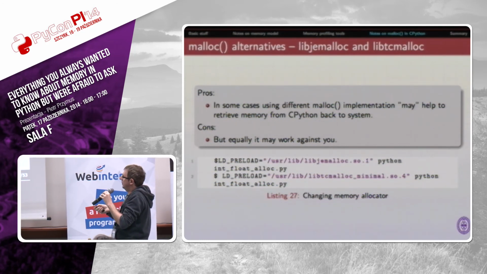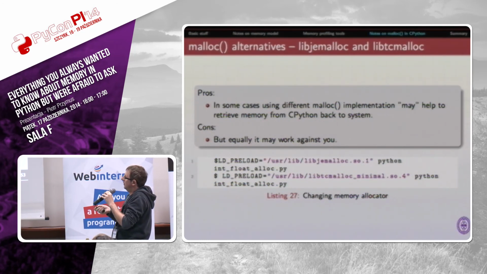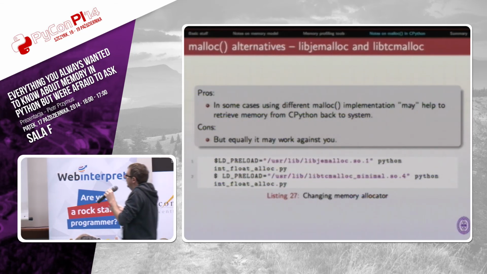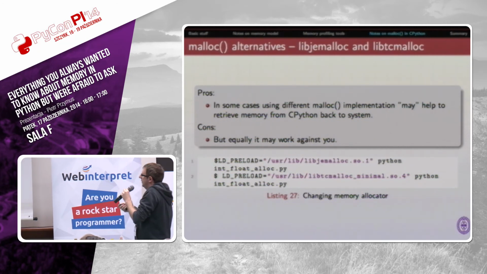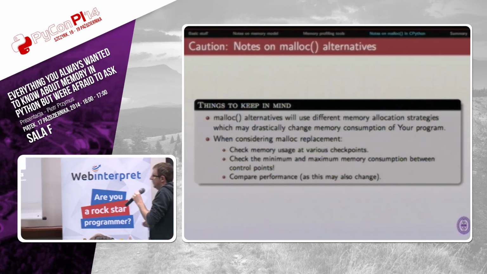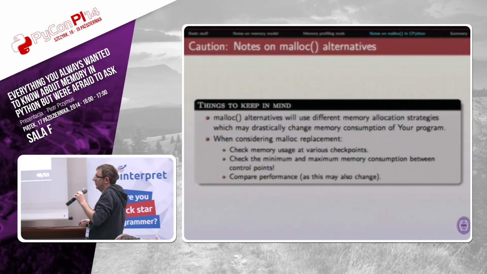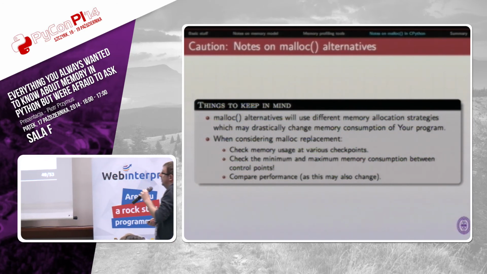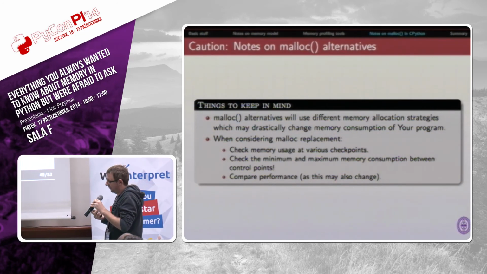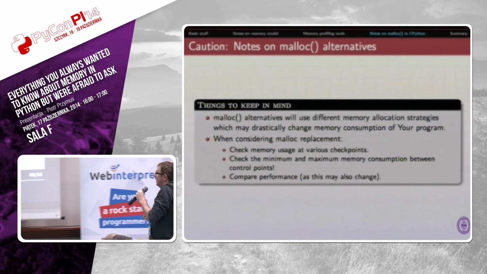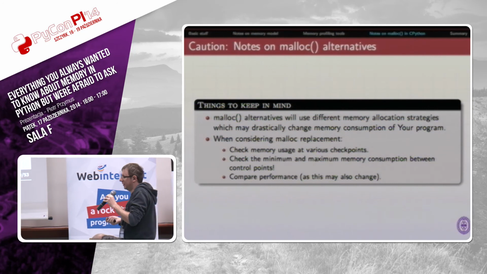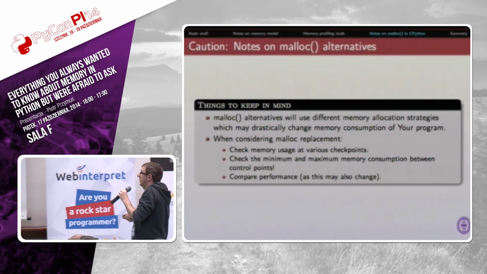After you install them, you just have to set the LD_PRELOAD variable to the path of your library, and then run the Python interpreter. There are some things to keep in mind before you use it with Python. They will change drastically the way the Python process allocates memory, and you have to check a lot of things before you decide that okay, we are going with a different allocator.